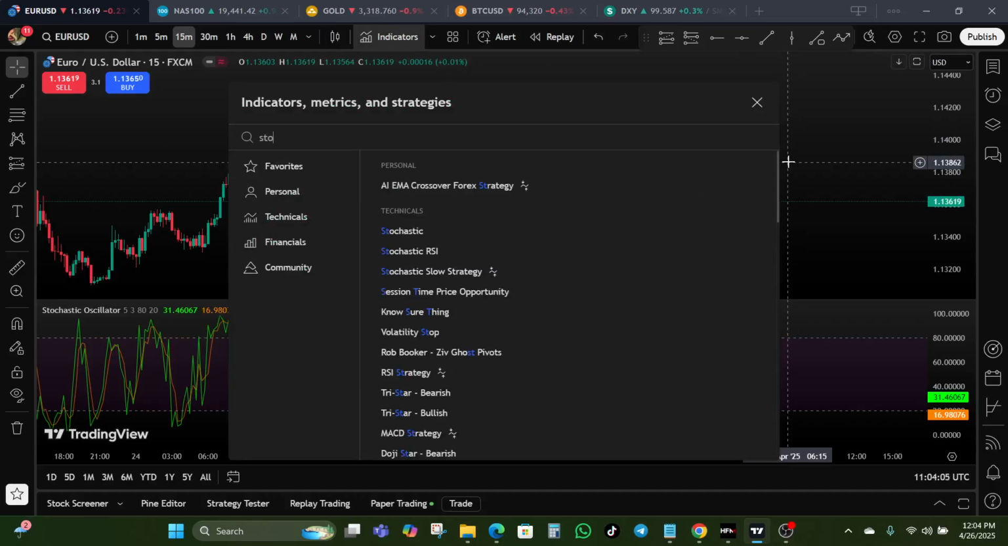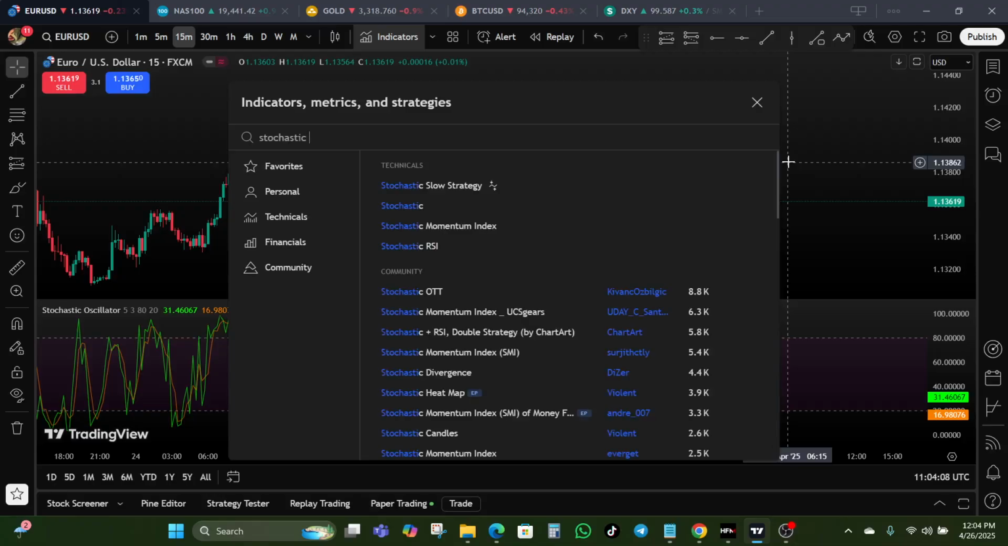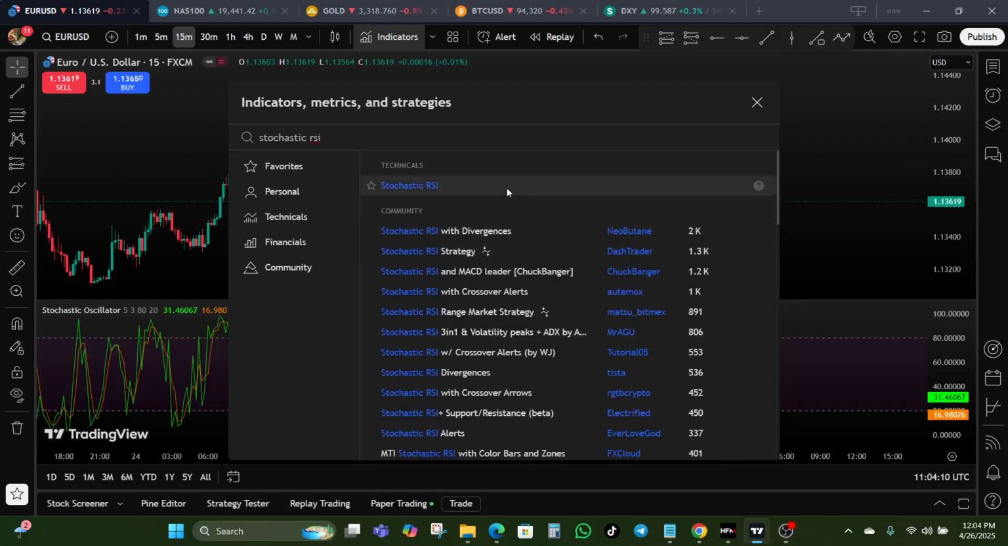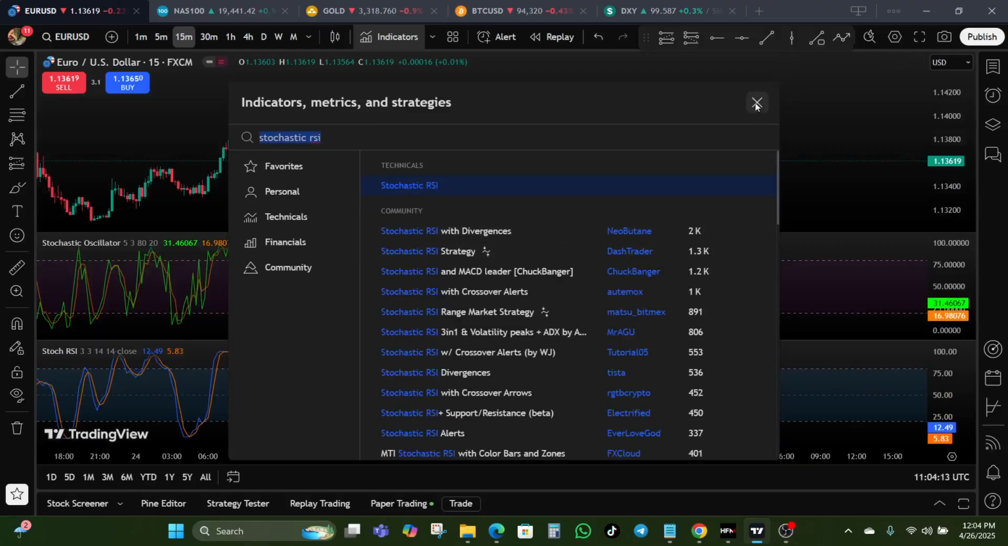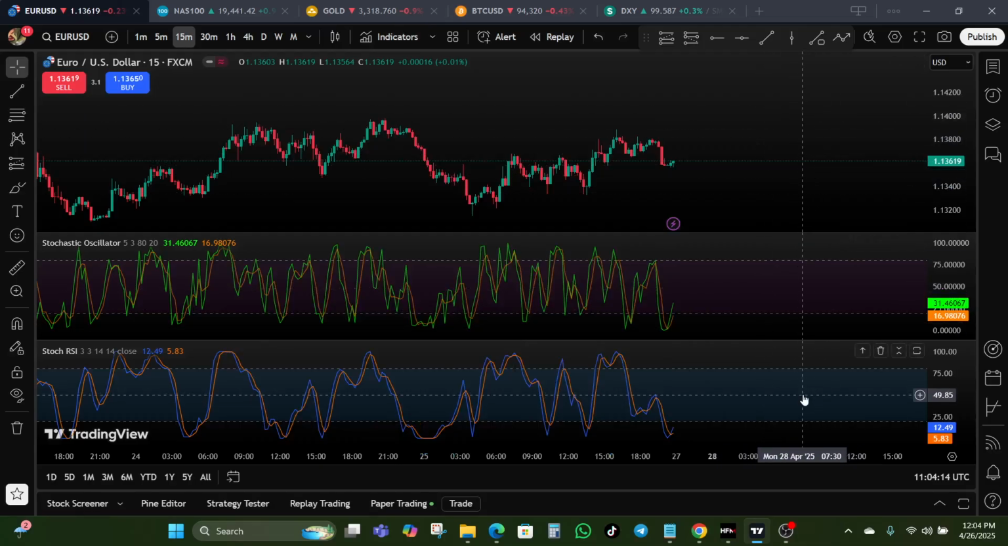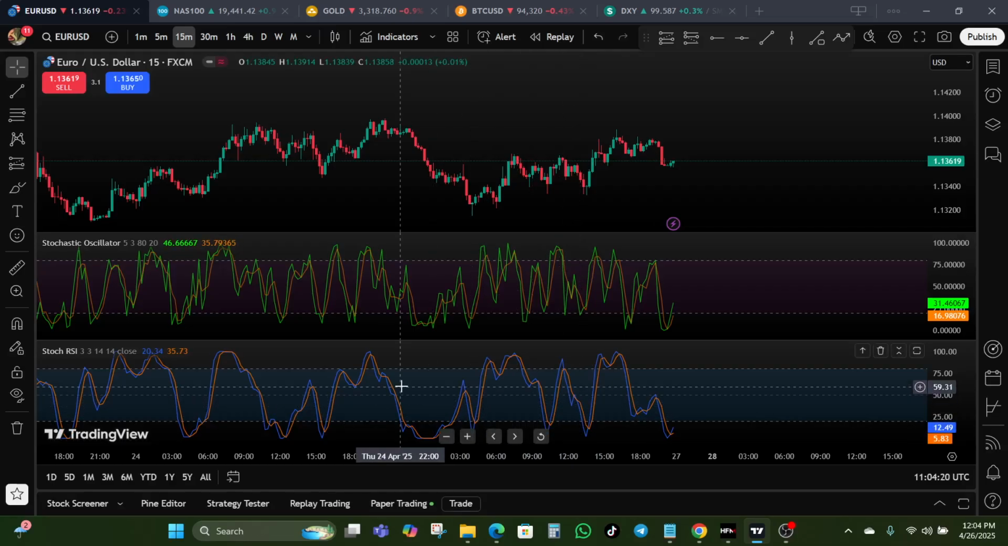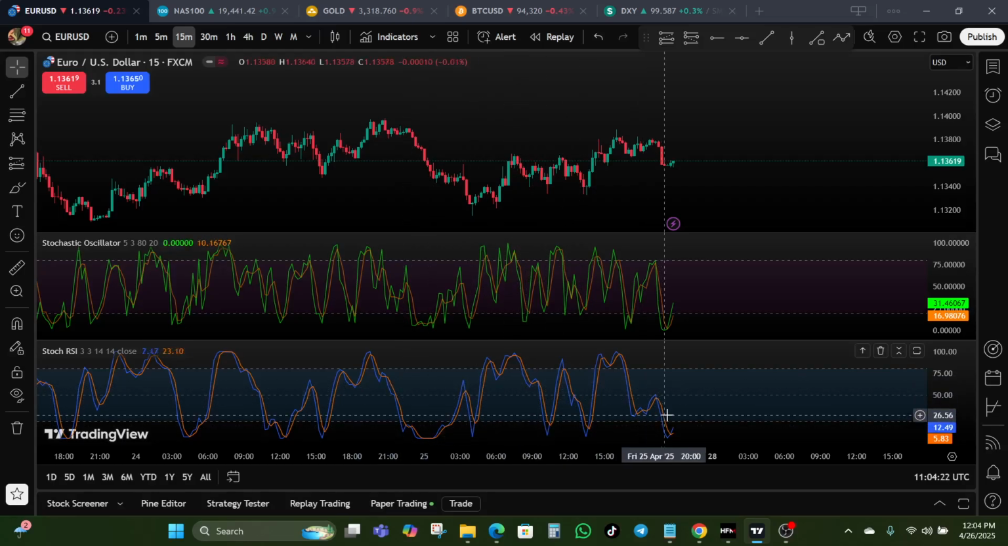Now, let's talk about the next stochastic oscillator that is super beneficial on TradingView, and that is going to be none other than the stochastic RSI. Now, this tool combines the stochastic oscillator with the relative strength index, giving you double momentum insight. It is especially powerful in volatile markets.